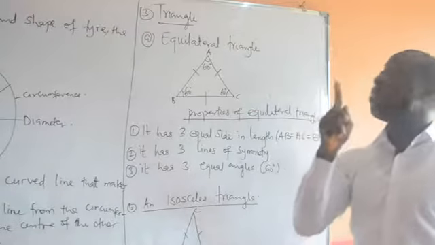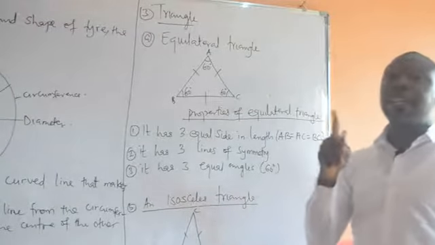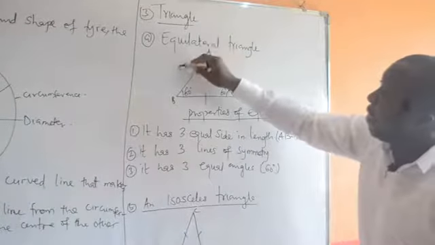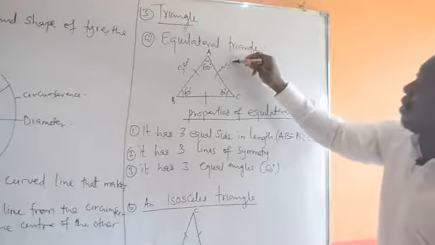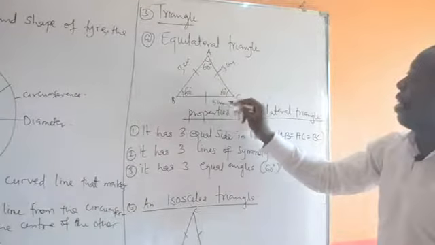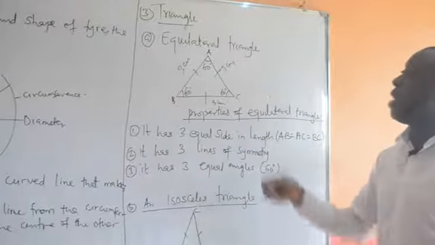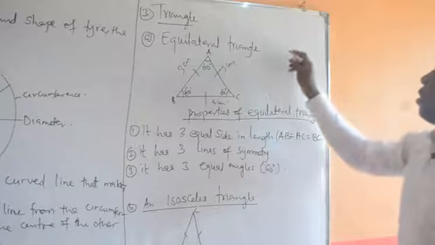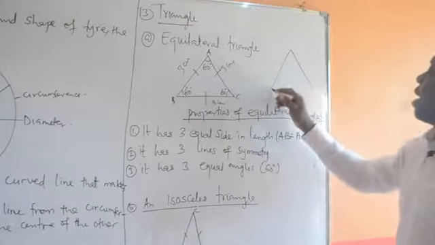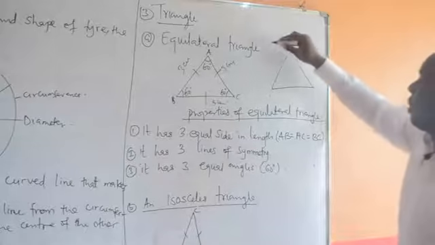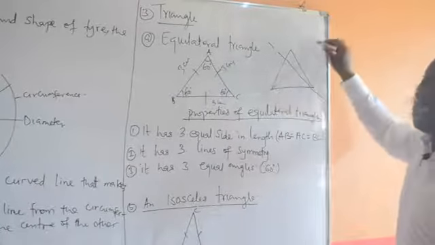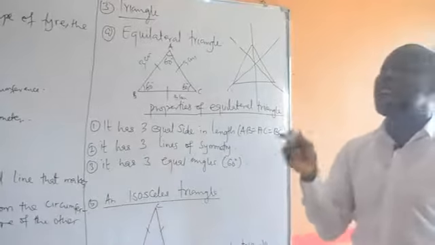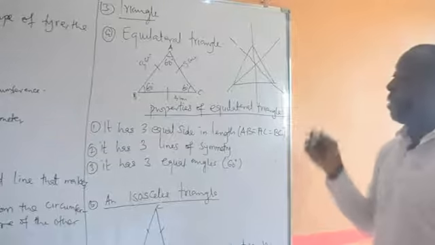Remember the word equilateral. Equilateral simply means the three sides of this triangle are equal. That is, if this side is 3 cm, this side too will be 3 cm, and this side will be 3 cm. In an equilateral triangle, the three sides are equal. It also has three lines of symmetry. This is the first line of symmetry, the second line of symmetry, and the third line of symmetry.